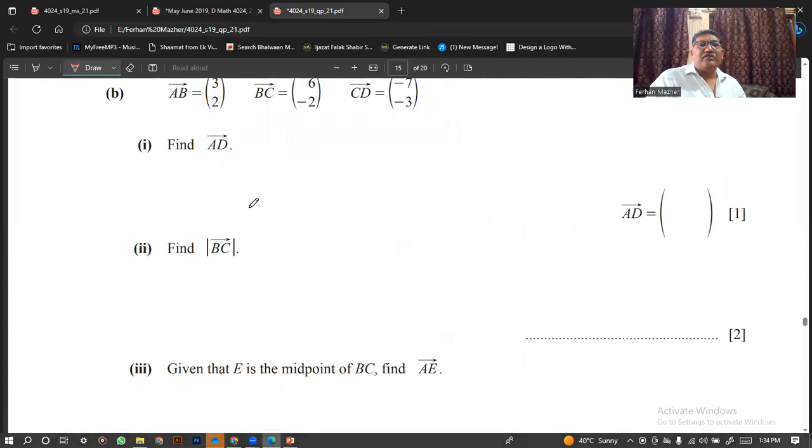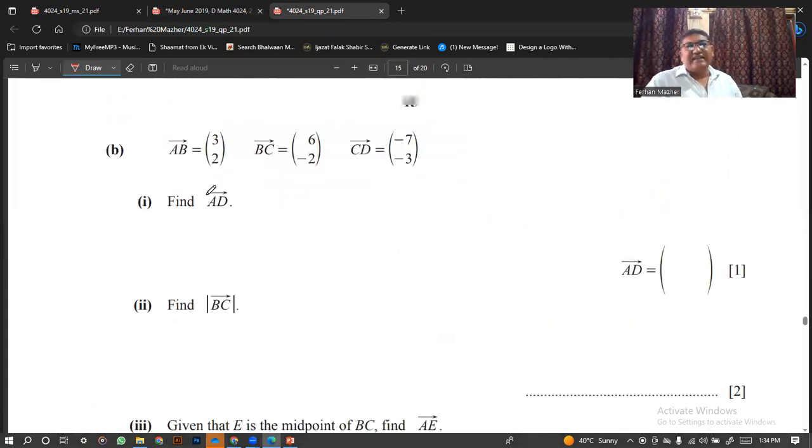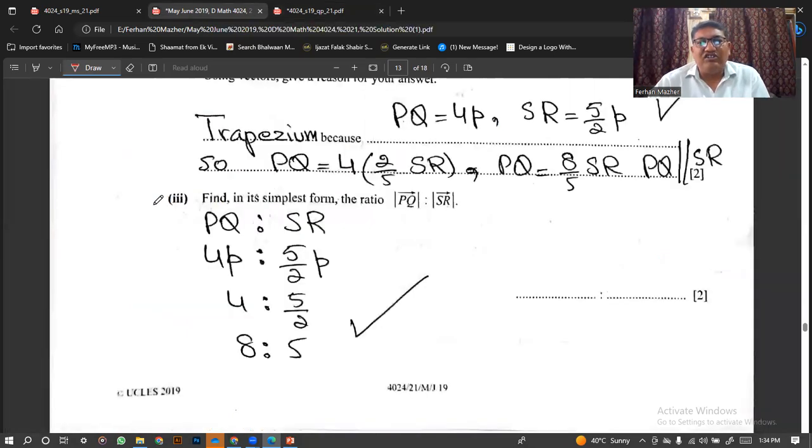Okay, then we are going to the question number 9. It's B part. He says AB vector in the column form is 3, 2. BC in the column form is 6, minus 2. And CD in the column vector form is minus 7 and minus 3. The first question is calculate AD. From A go to B, from B go to C, from C go to D. Okay, so add AB with the BC, add with the CD. Okay, this is how this is done.